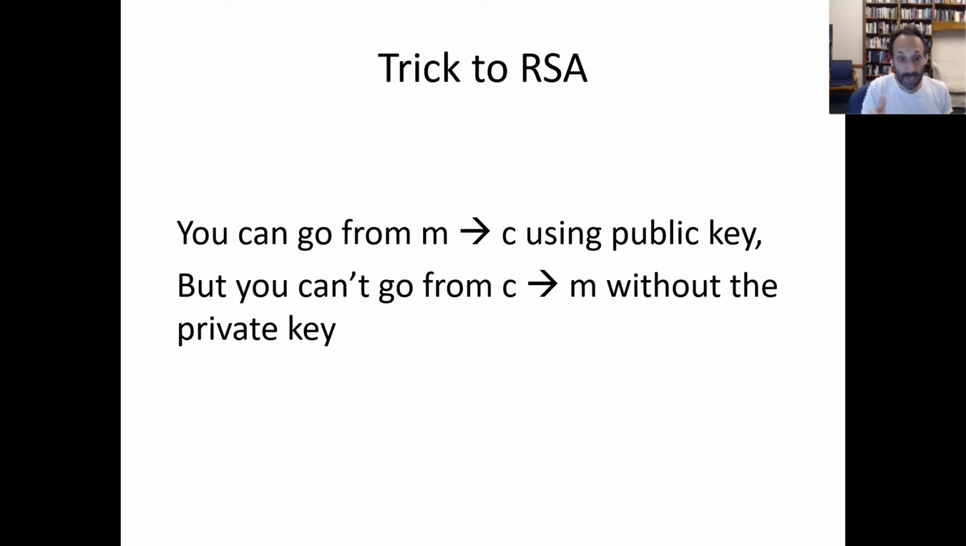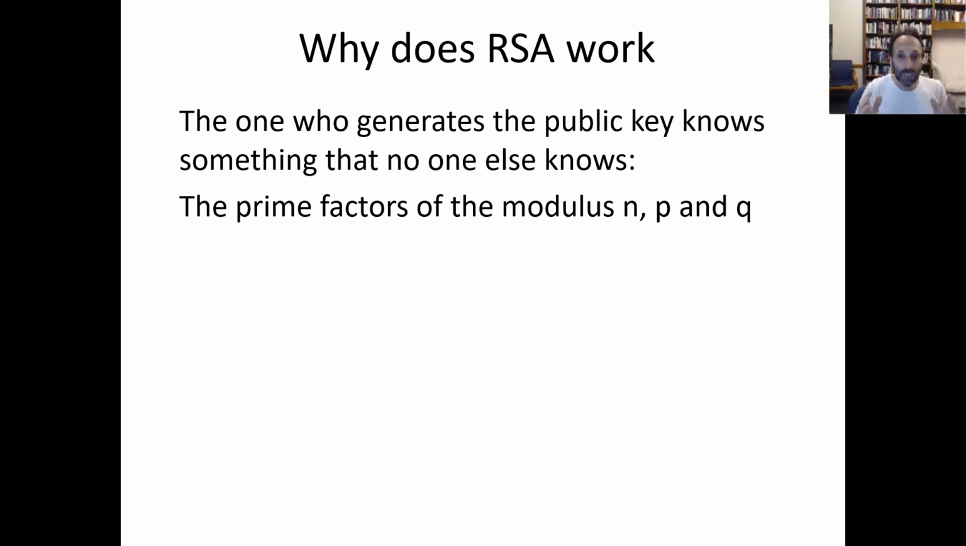You can go from the message, the plain text, to the cipher using the public key. That's pretty easy. But it's really difficult to go from the cipher to the plain text without knowing the private key. And why this works is the person who generated the public key knows something that nobody else knows. They know the P and the Q that was used to create the modulus. Even though everyone knows the modulus, only the person who created the key pair knows the P and Q that was used to create it.